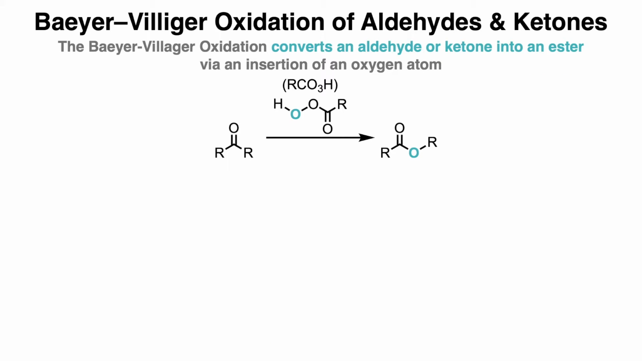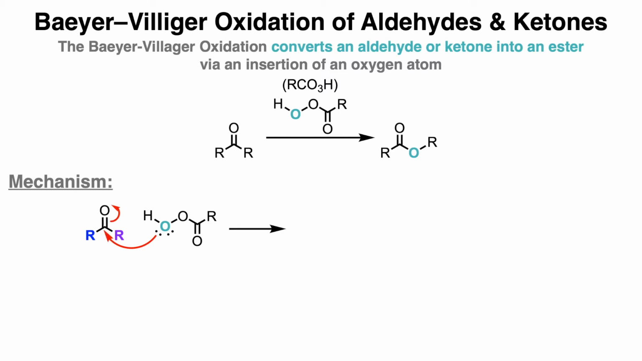Now let's take a look at another new reaction. The Baeyer Villiger oxidation converts an aldehyde or ketone into an ester via an insertion of an oxygen atom using a peroxy acid. The mechanism starts with one of the lone pairs on the peroxy acid acting as a nucleophile and attacks the electrophilic center of the carbonyl.